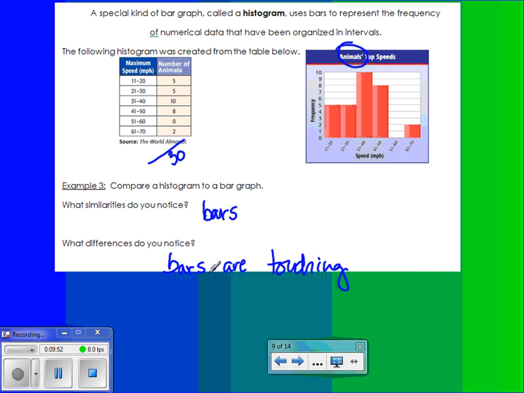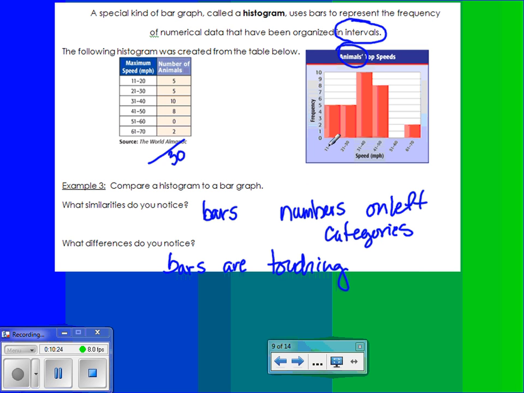Are there any other similarities or differences that you would think of between a bar graph and a histogram? Numbers on the left, and labels on the bottom. Numbers on the left? Labels, or categories, on the bottom, right? This time our category isn't a word though. Our category is a number. It's not just one number though. It's a what? An interval. Okay. So our category here is an interval instead of a label or a name.